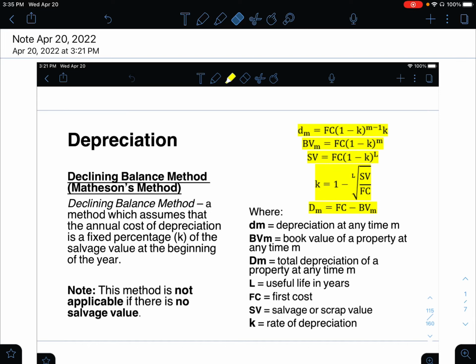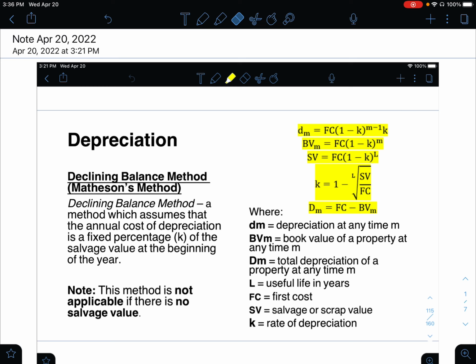Now, this afternoon, we are going to talk about the declining balance method, which is still under depreciation, and sometimes it is called the Matheson's method. So, what is a declining balance method? A declining balance method is a method which assumes that the annual cost of depreciation is a fixed percentage K of the salvage value at the beginning of the year.